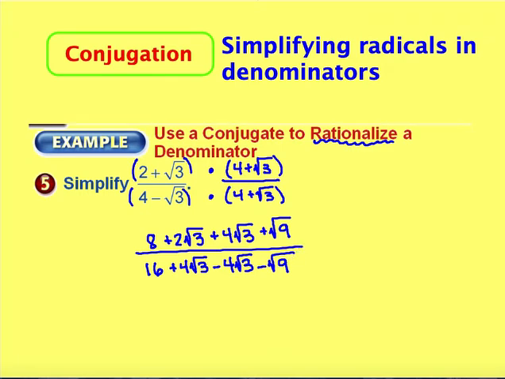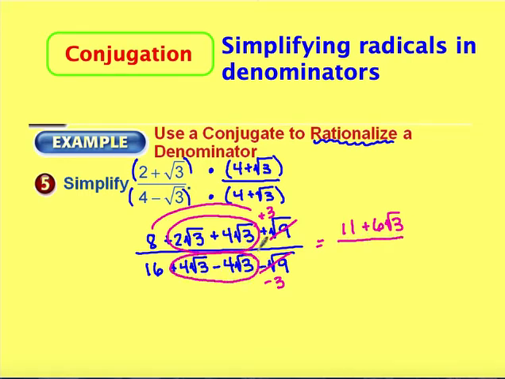Now I'm going to go ahead and simplify. So this guy is going to become a plus 3. This guy is going to become a minus 3. Now I can combine these two terms here and combine this 8 and 3. So that 8 and 3 become 11. 2 square roots of 3 plus 4 square roots of 3 give me 6 square roots of 3, all divided by. Now here my outsides and insides are going to cancel. So I'm simply going to have 16 minus 3 or 13.